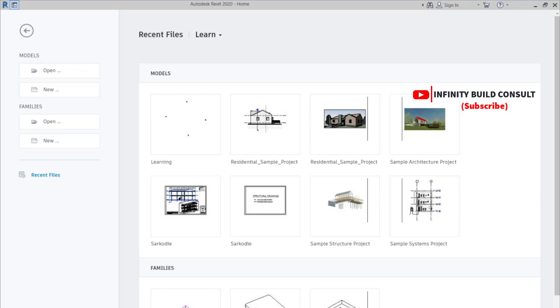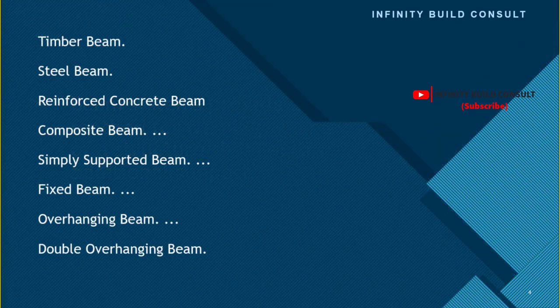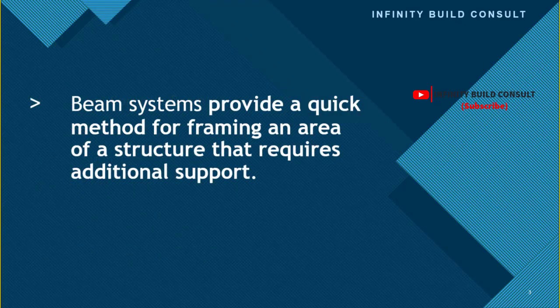Guys, on today's tutorial, we are going to learn what a beam system is, what the types of beam system are, the functions of a beam system, and how to draw a beam system in Revit. So without wasting much time, let's move into the definition of a beam system before we come into Revit. So beam system, as per my research, provides what?